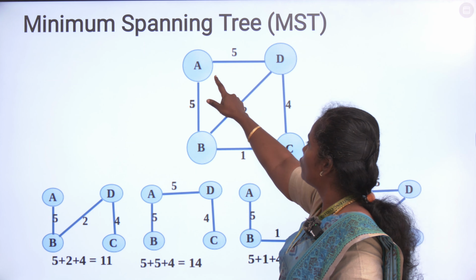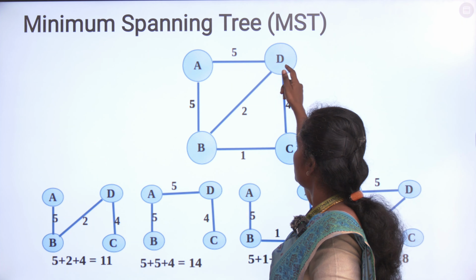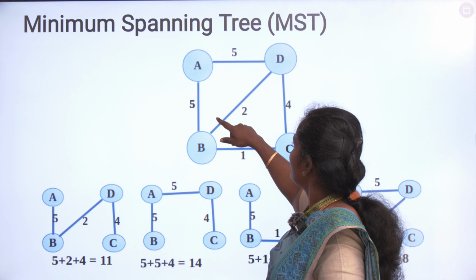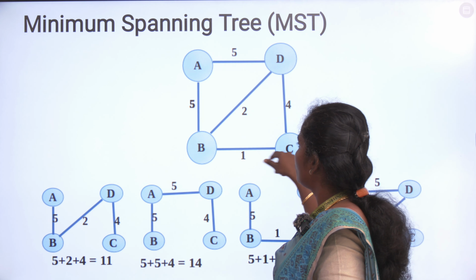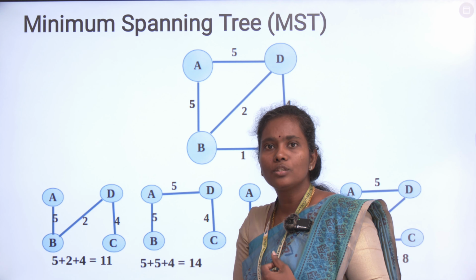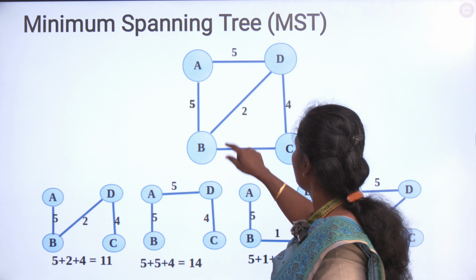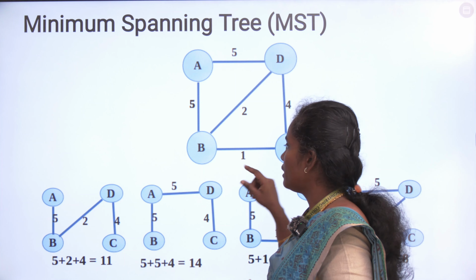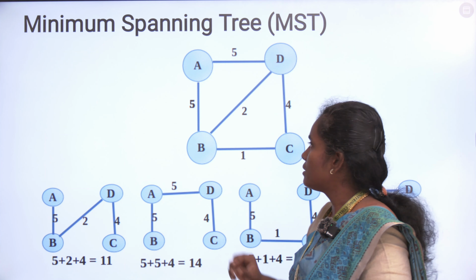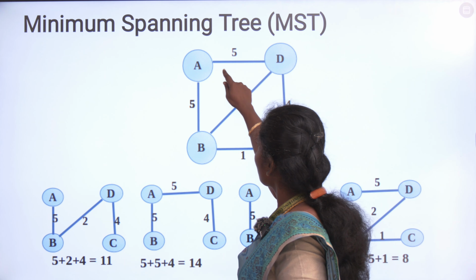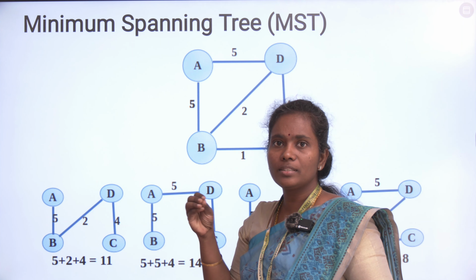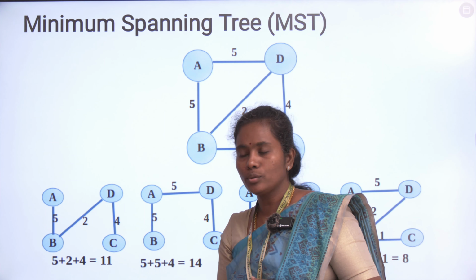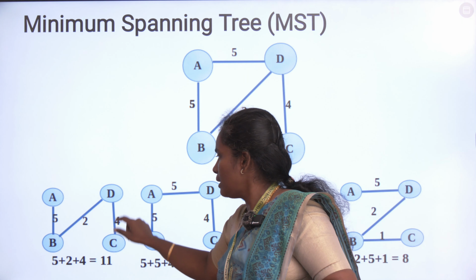In this, I use the 4 nodes A, B, C and D, which are connected with edges, and the weights are mentioned as 5, 5, 2, 1, 4. First condition: it should contain all the vertices, that is A, B, C and D. All the vertices should be present in our tree. The second point is the number of edges should be the number of vertices minus 1. That is, it contains 4 vertices, so it should contain 3 edges. The third point is that there are no cyclic formations.